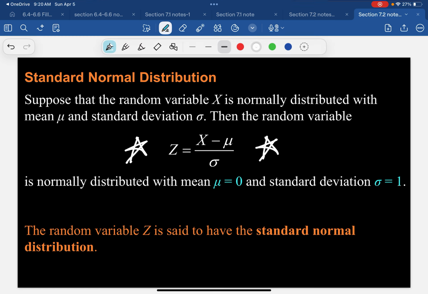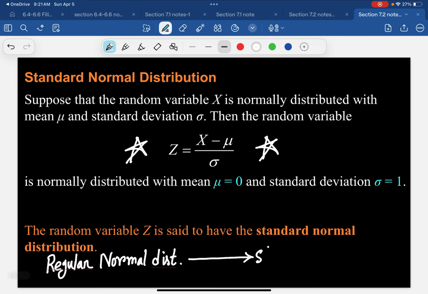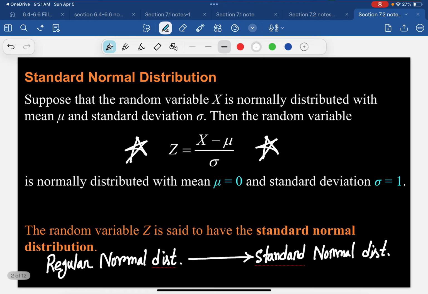All right, so long story short, we convert the regular normal distribution to the standard normal distribution by using the conversion formula z equals x minus mu over sigma. Okay.